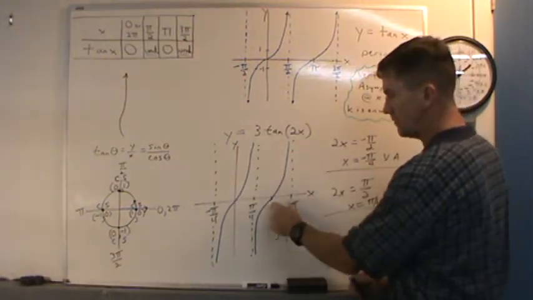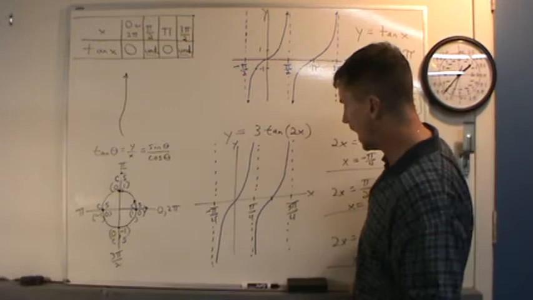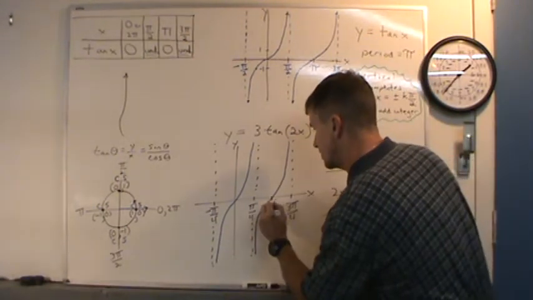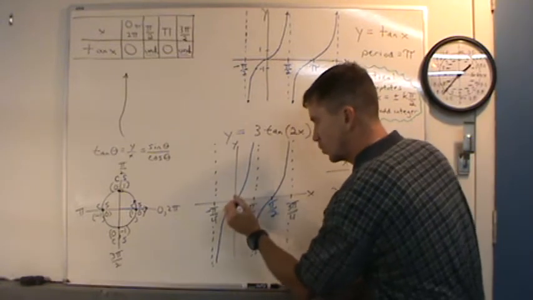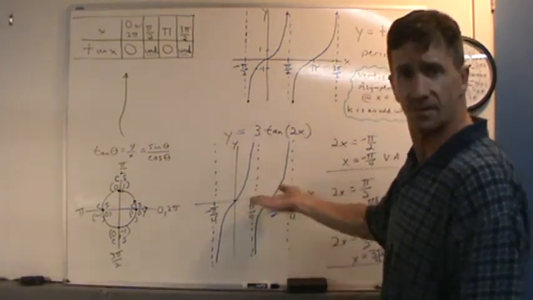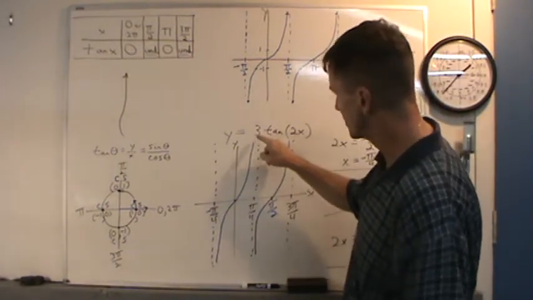And you go, why do I need that value? Well, what's halfway between pi over 4 and 3 pi over 4? 2 pi over 4, which is pi over 2. Alright? And this, of course, is the origin right there. Now, that's the graph. Very nice graph, but we'll talk about this 3 here.